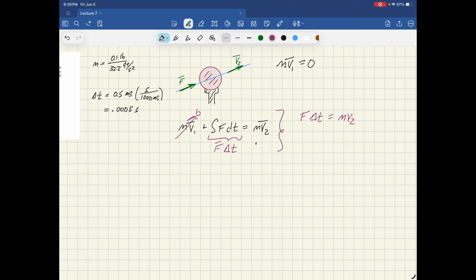And we know what delta T is. So F, that's what we're looking for. The average impulsive force is going to equal m v2 over delta T. We know the mass, we know delta T, so the rest of this problem turns into a projectile motion problem. So we need to go back and dust off our projectile motion abilities here. So let's do that.